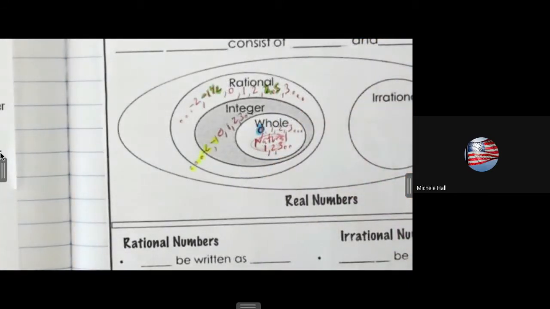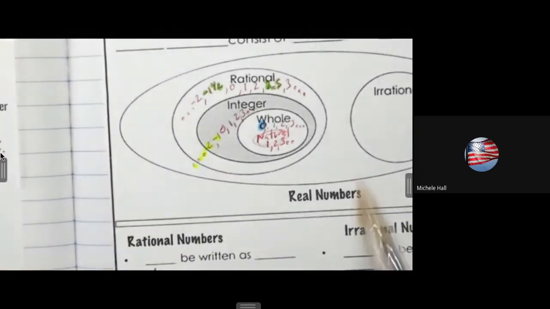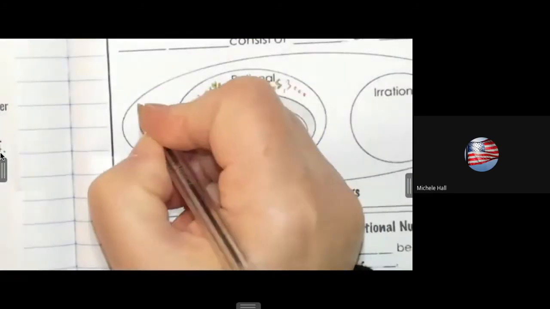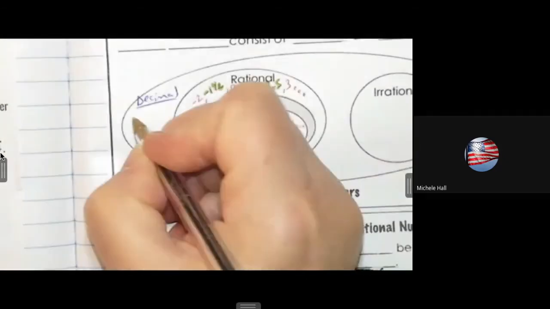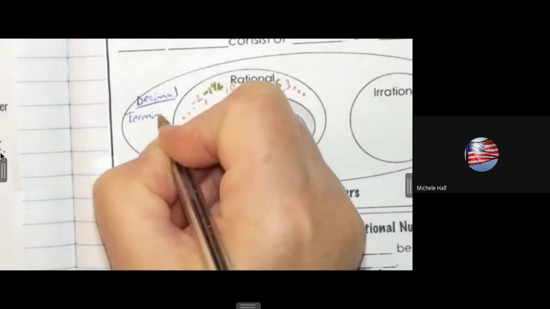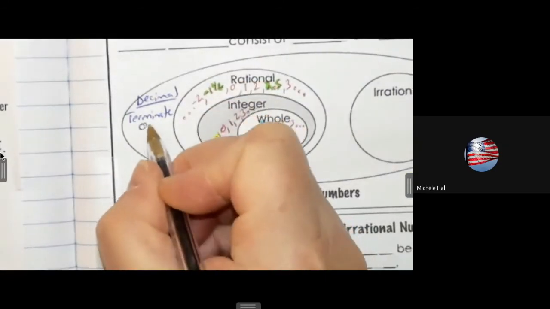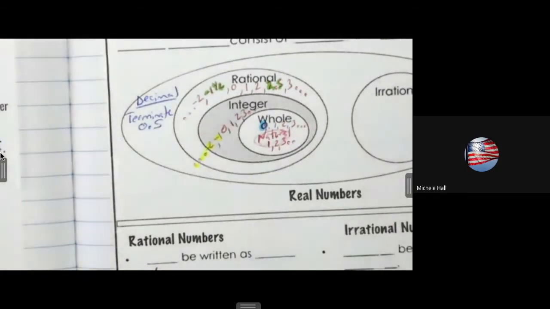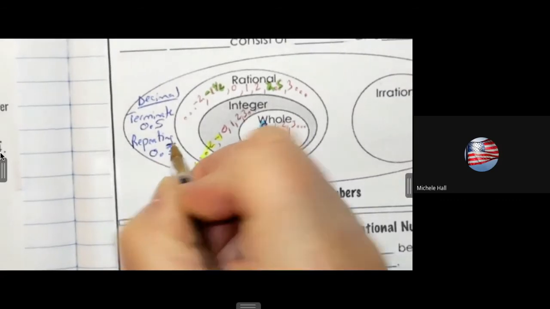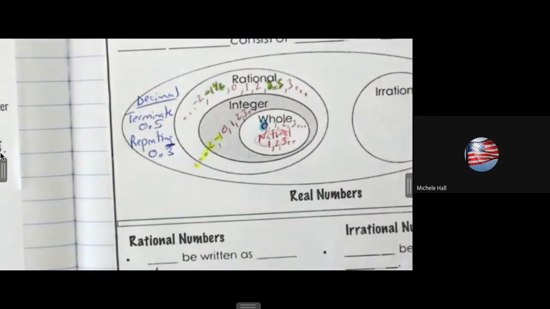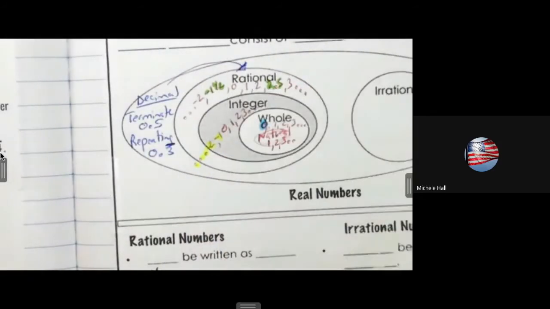So you have rational numbers, and there are some things we need to say about them. What kind of decimal is this? We have terminating, so that would be like 0.5. That's one kind of decimal. What other kinds of decimals are there? Repeating decimals. So I could say like 0.3 repeating, 0.3333333 forever. And these all have to do with being rational.